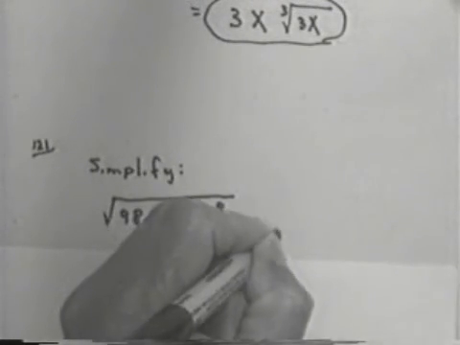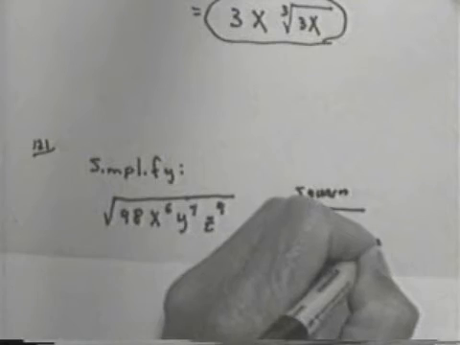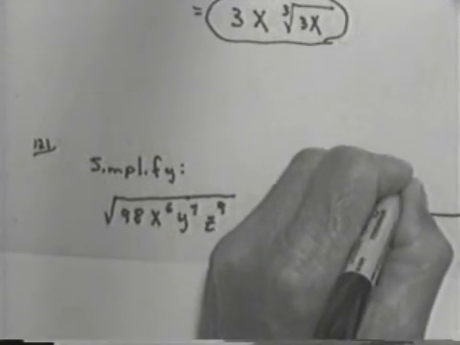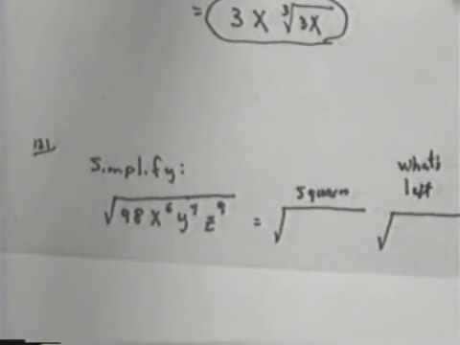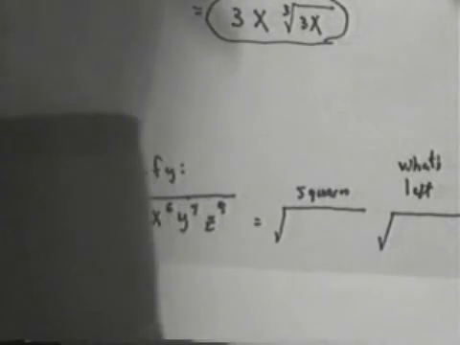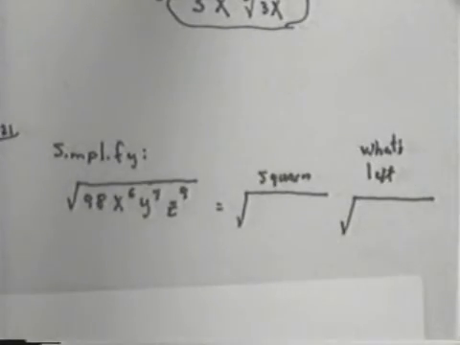Let's look at another example. Let's simplify the square root of 98, x to the 6th, y to the 7th, z to the 9th. Well, I need to break this into the square root of perfect squares times the square root of what's left. That's how you always break it down. Well, in order to get the perfect squares, I need to go back and look at my list. I need to pull out squares.